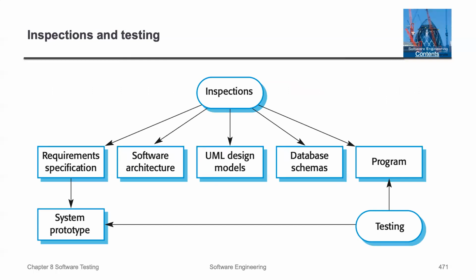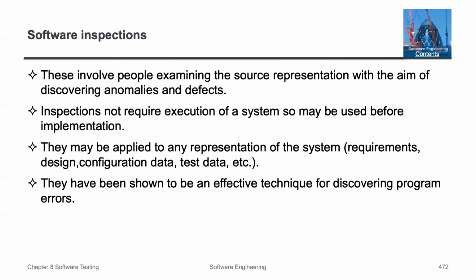So here is inspections and testing, just to give you an idea. With inspections, you can be looking at all these different things: the requirement specs, software architecture, the UML models, the data schemas, the program. So that's one way that you can do assessment of the system. And then you can be doing testing. You can have a system prototype and you test the program against what that system is supposed to be accomplishing. You can have prototypes and eventually have the system for record that you want to be delivering.